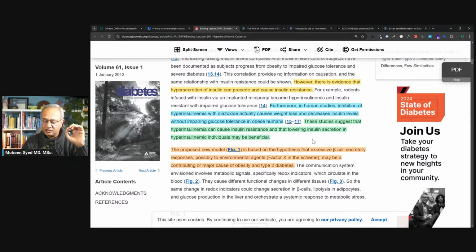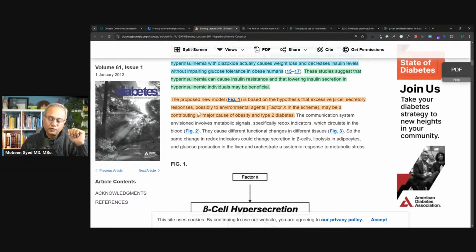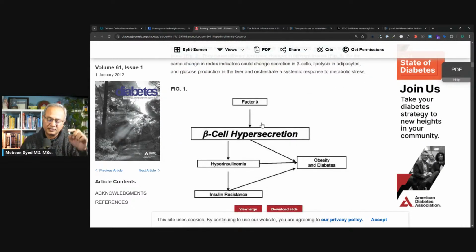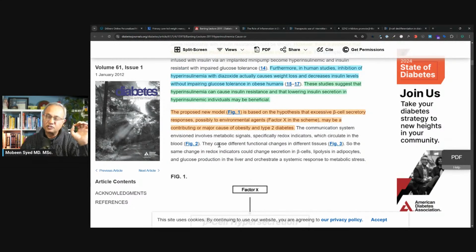These studies suggest that hyperinsulinemia can cause insulin resistance and that lowering insulin secretion in hyperinsulinemic individuals may be beneficial. The proposed new model is based on the hypothesis that excessive beta cell secretory responses, possibly caused by environmental agents, factor X as she calls them in this diagram, may be a contributing or major cause of obesity and type 2 diabetes.